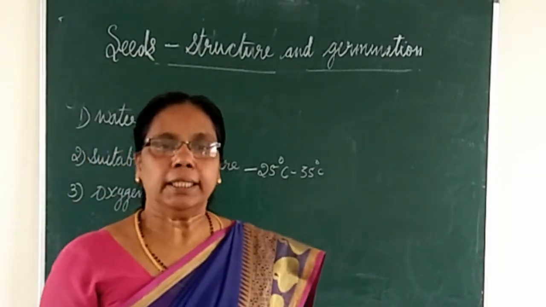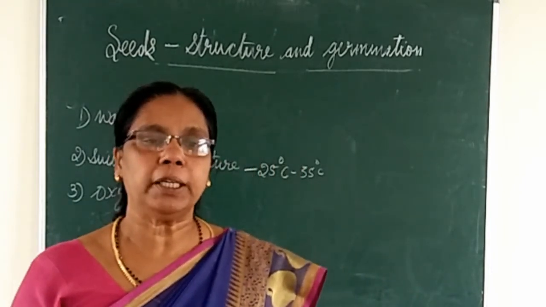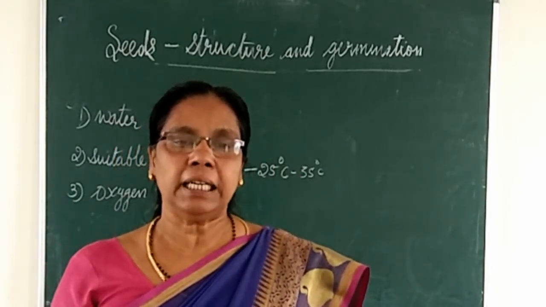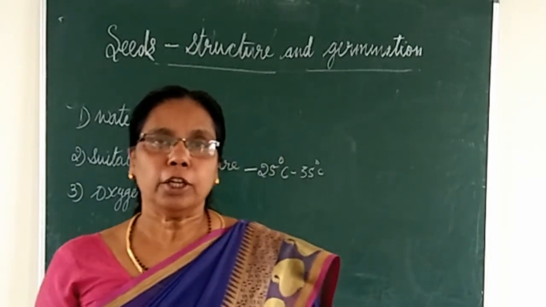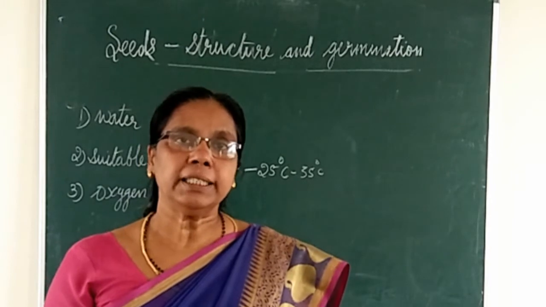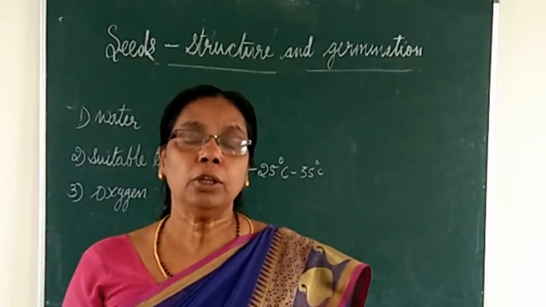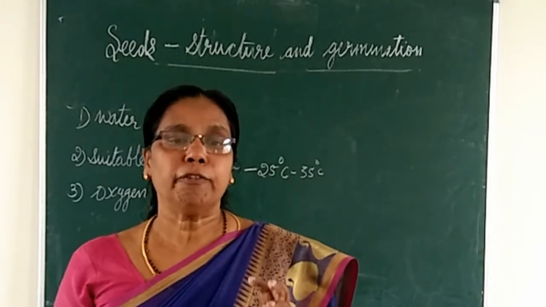So here you can see that the respiratory gas is oxygen. The seed wants to respire, and for the rapid cell division and for the growth also, it needs energy. From where is this energy coming? Yes, from respiration. So oxygen is also needed for respiration.